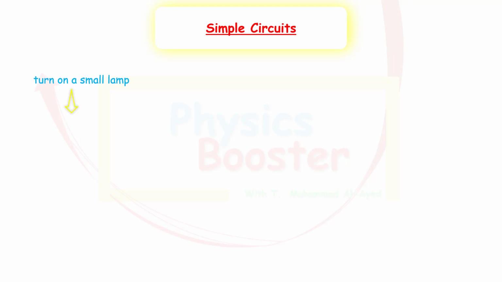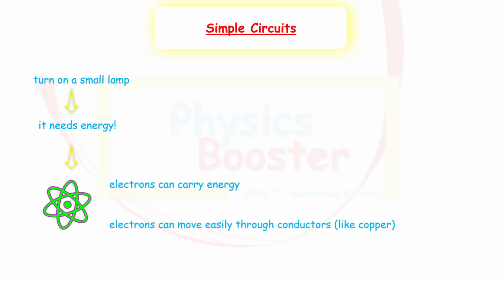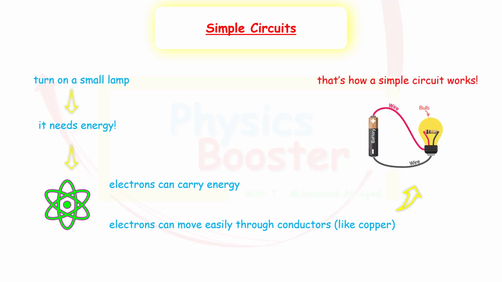So to turn on a lamp, you will need energy. But how can I get this energy to a lamp? First of all, we need something to carry this energy. So electrons can carry energy. Electrons can move easily through conductors, as we learned before, such as copper, and the energy will go to the lamp. Finally, that's how a very simple circuit works.